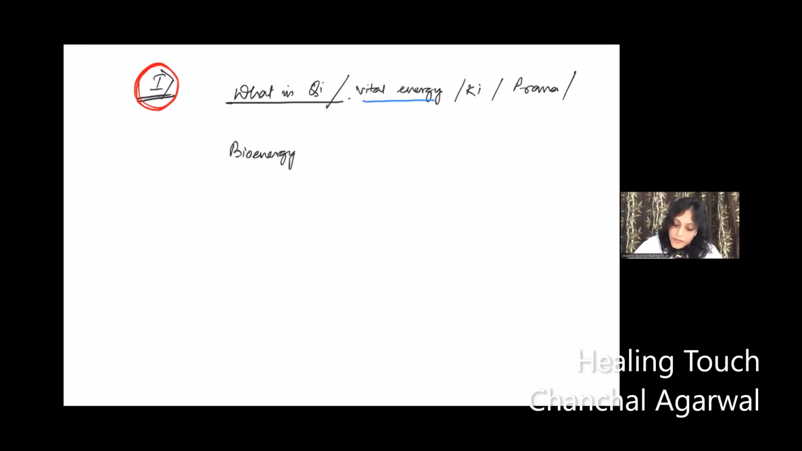Vital energy, it is known in America. Qi, Japan. Prana in India. And bioenergy, Qi in China. So different names, what lies in a name? So different names, but ultimately it tells about the same thing, which is energy.